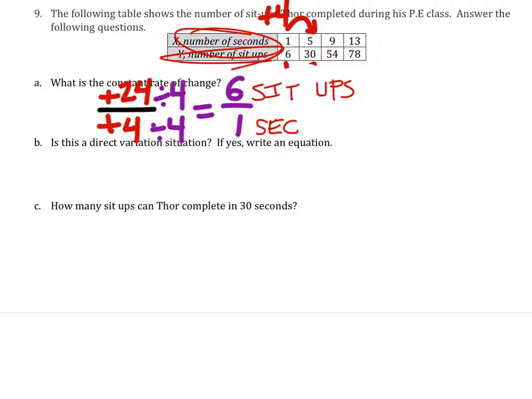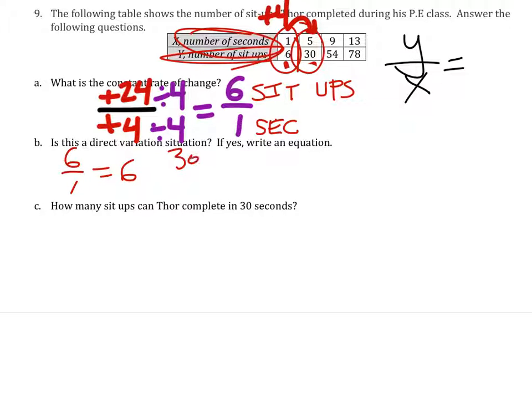But in order to find out if a table is a direct variation or if it's proportional, you've got to take each of the y values and divide it by the x values, and they need to be equal to the other ones. So in other words, what is 6 divided by 1? I'm using this point. 6 divided by 1 is 6. The next point would be 30 divided by 5. What is that? 6. 54 divided by 9, still 6.